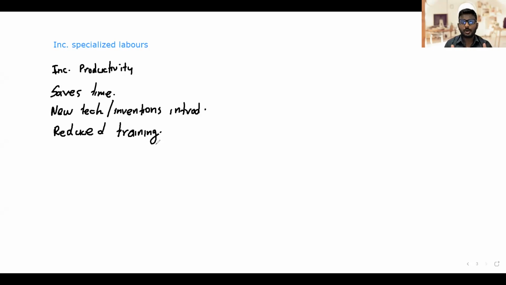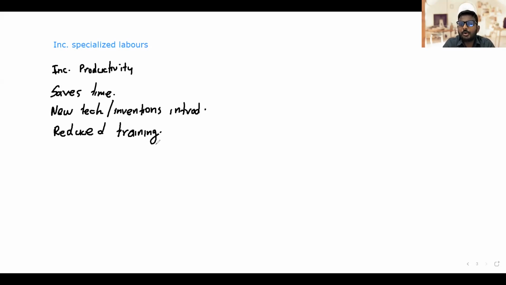Training requirements are reduced. Why? Because of division of labor. One new employee coming in will be trained only on the part they were supposed to work, only in their division. They are not supposed to be trained in everything. You get my point? So that will again lead to what? Leave all the other resources to be used on other stuff. That will lead output to go up.